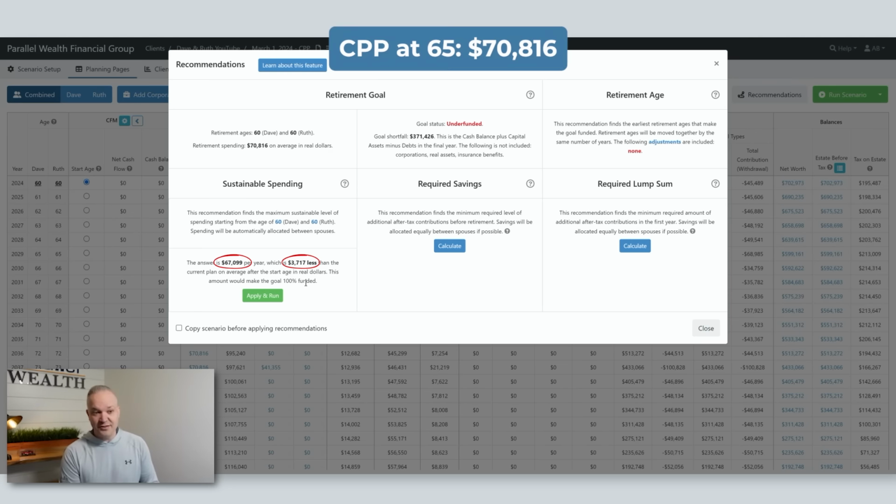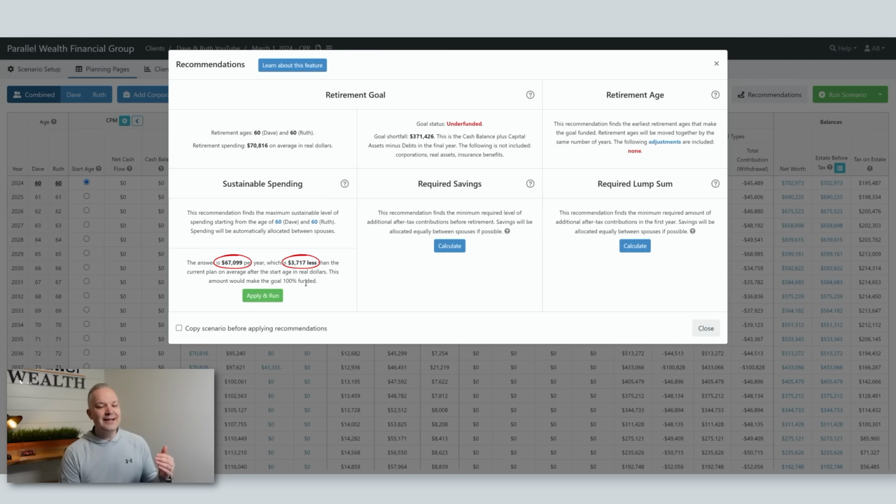So instead of $70,000 a year for the next 30 years, after tax, adjusted for inflation, they're only going to have $67,000. Now, again, that's a great income, but they're leaving a ton of money, over 6 figures of income on the table by taking their CPP early.